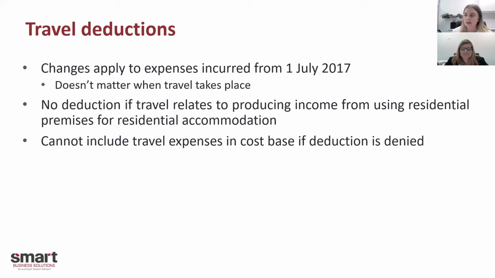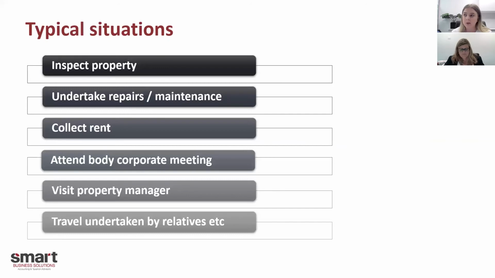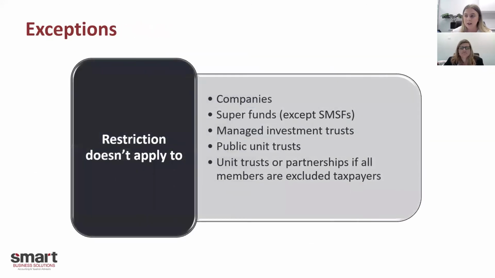So typical situations, if we move on to the next slide, so this would be travelling to inspect the property, undertaking repairs and maintenance, collecting rent, attending body corporate meetings and so on. Even though they are related to you earning income from your investment property, you're just not allowed to claim any deductions for travelling anymore.